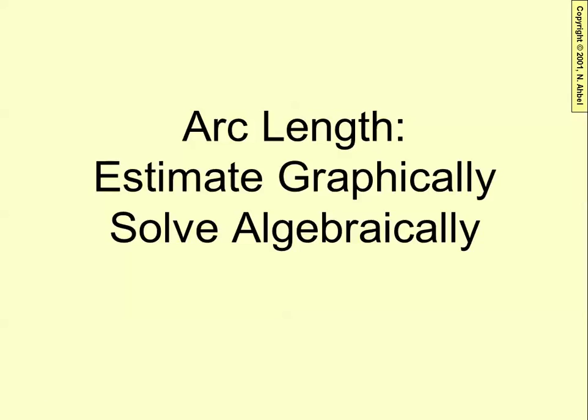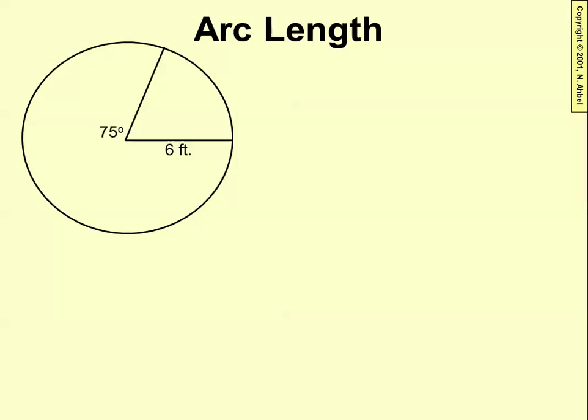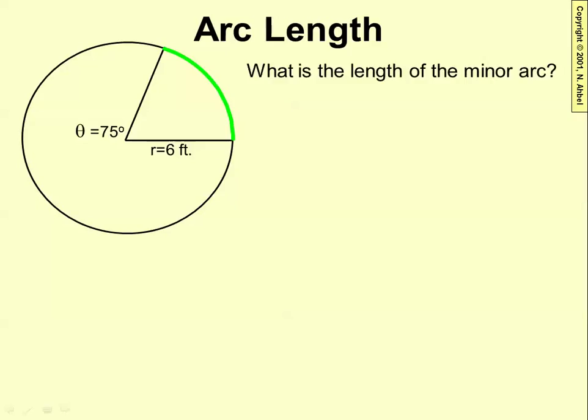Arc length, estimating graphically and solving algebraically. So if you have a circle, this is one in which this central angle here is 75 degrees and the radius is 6 feet, then what is the length of the minor arc here in green?